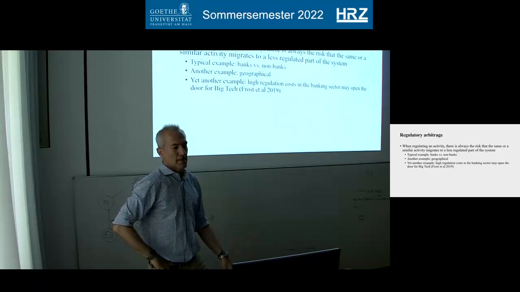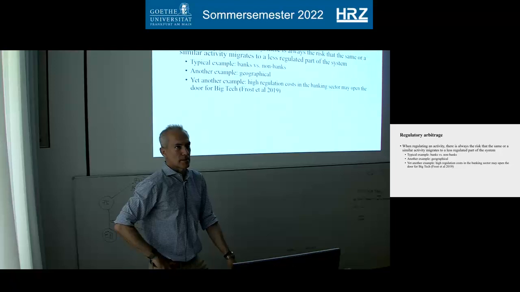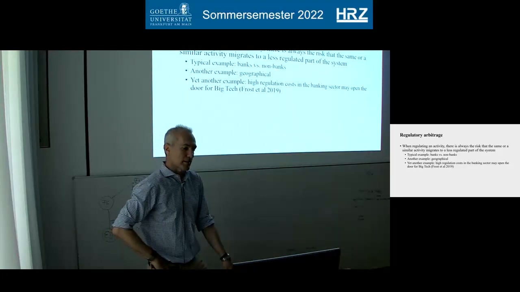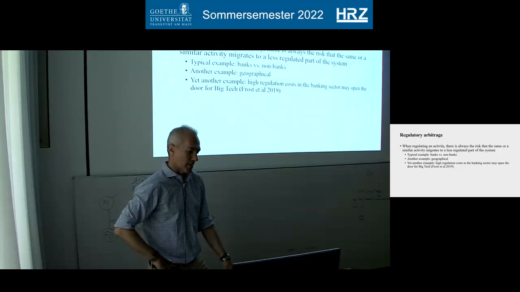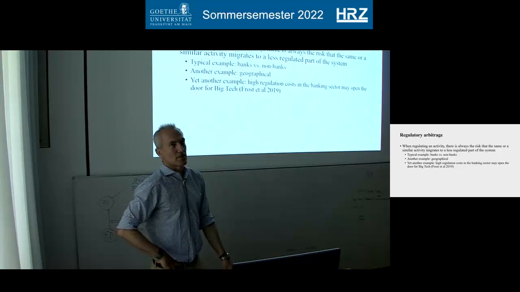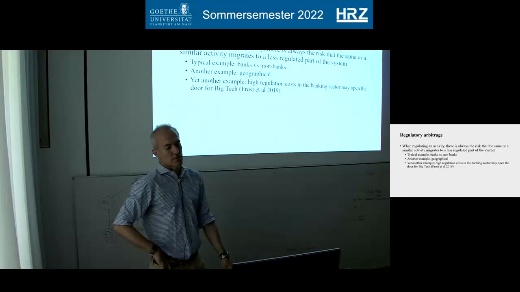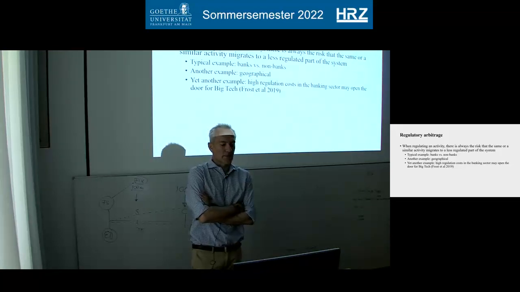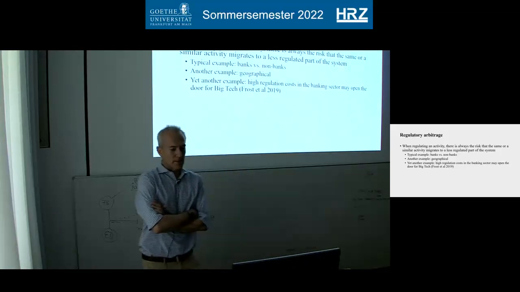So banks are very regulated. Non-bank intermediaries much less regulated. So if you become even tighter in terms of regulating banks, so if you have stricter banking regulation, many activities migrate to the non-banks. Similar activities start to be done in non-banks where there is less regulation. The other example is geographical. So if you have a lot of regulation in a country, then activity goes into another country where there is less regulation. So there is always a tendency for activity to migrate in places where there is less regulation. This phenomenon is called regulatory arbitrage.